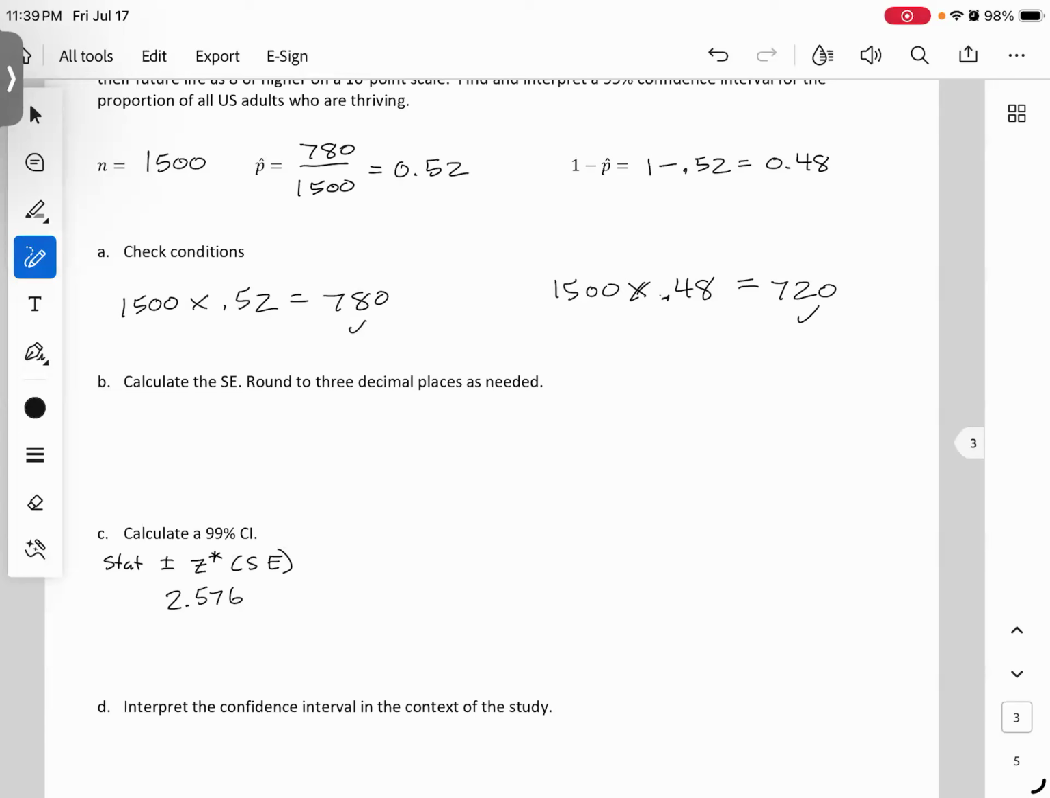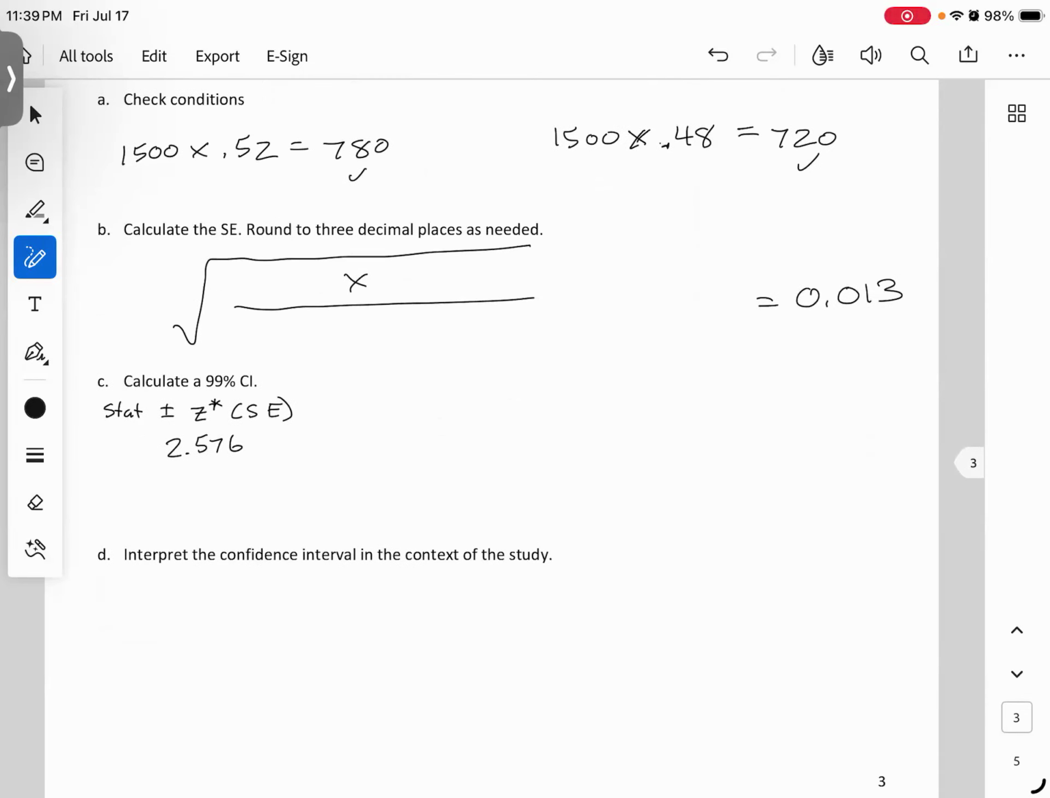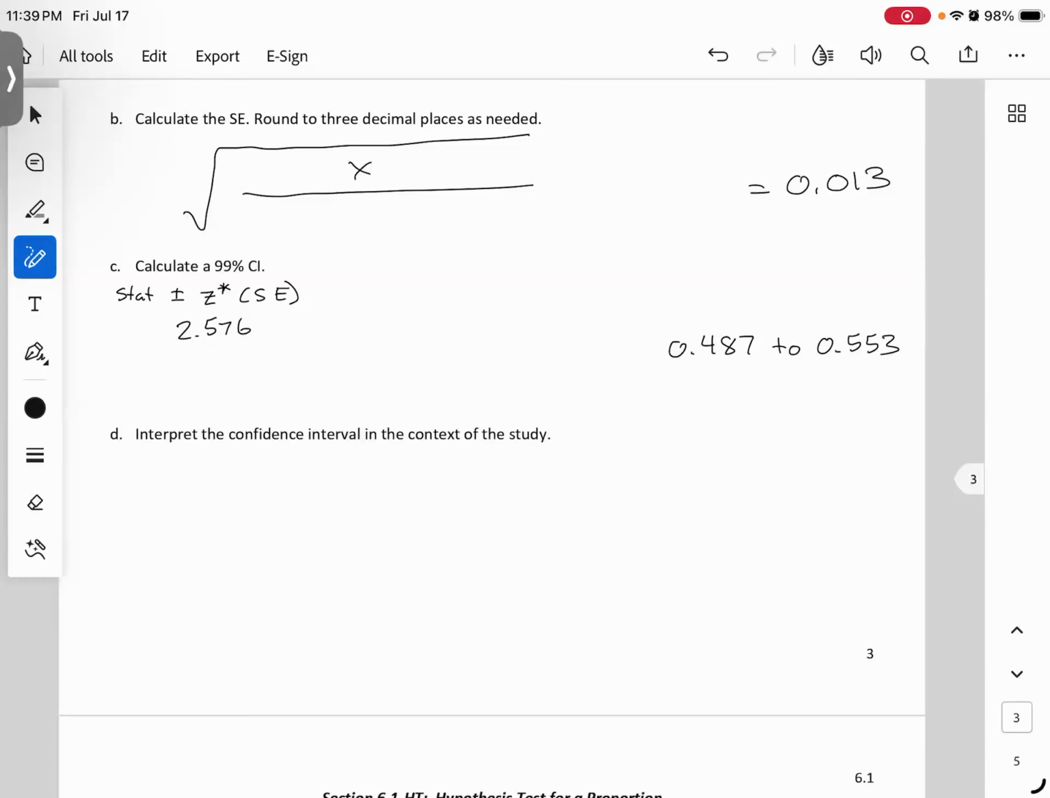Here, I'm just going to put the answers. Again, if you do the little square root formula, proportion times complement divided by sample size, you should get 0.013. Then if you use your formula to get your interval, you should get 0.487 to 0.553. And then you can finish this one off.